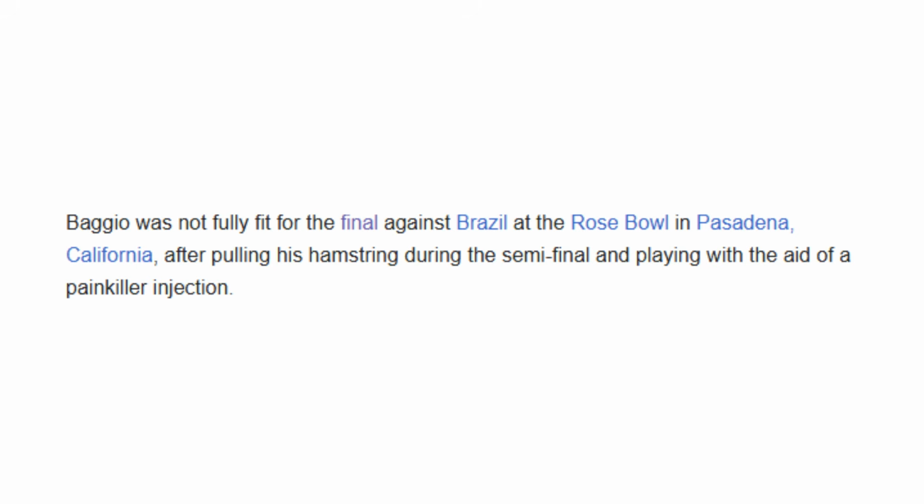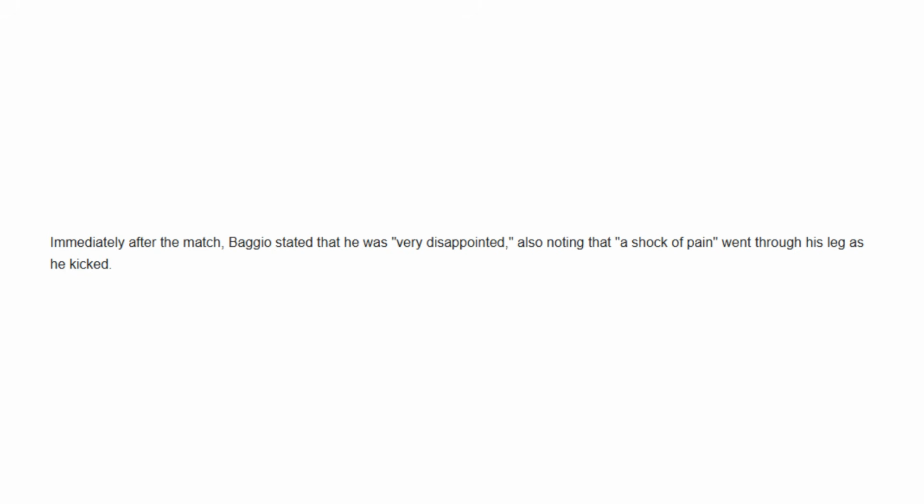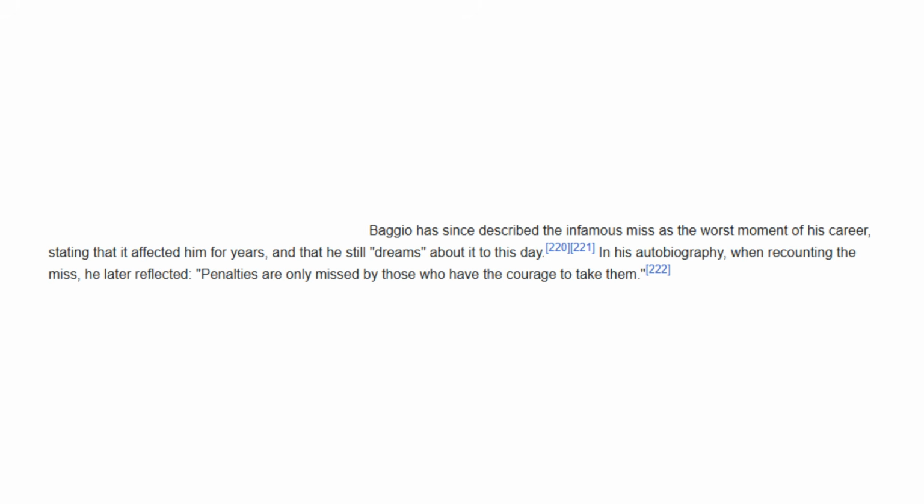Although, you can't really blame Roberto for his miss. Kind of. He already was playing this final with a pulled hamstring, and as he recalled it, he felt a shock of pain in his leg as he kicked the ball. So he was actually injured when attempting to score. And as you may know, you miss 100% of the shots you don't take, so we have to respect Roberto for trying.